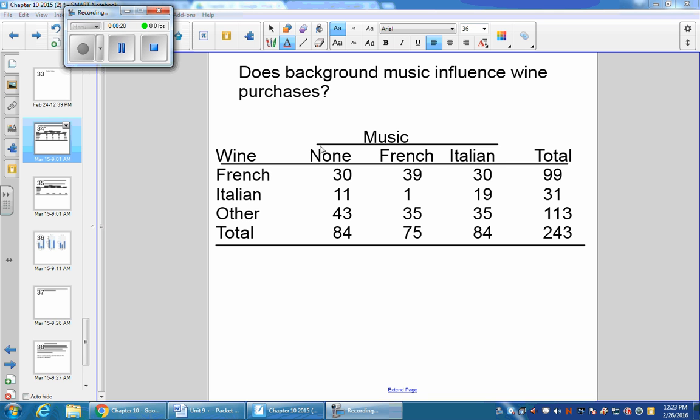Whenever you look at data like this, the first thing you do is put it into a table. Then you look at the summary, the marginal data. They first didn't play music, and they looked to see how people bought wine. They played French music and saw how people bought wine. Then they played Italian music and saw how people bought wine. They wanted to see if background music influences wine purchases.